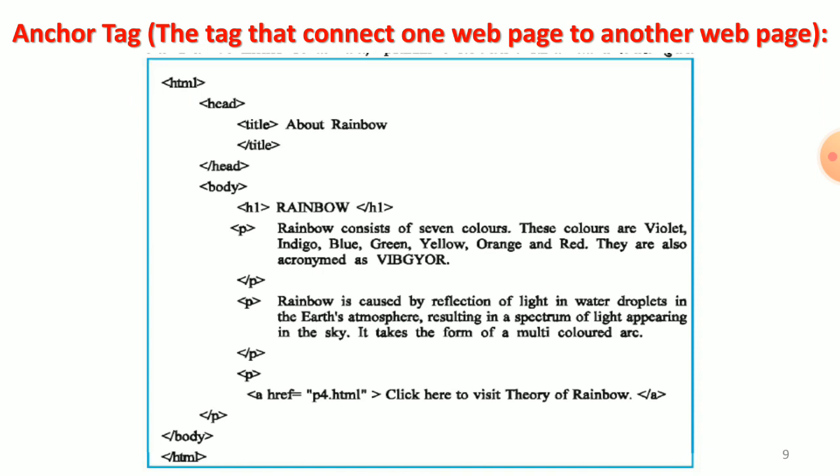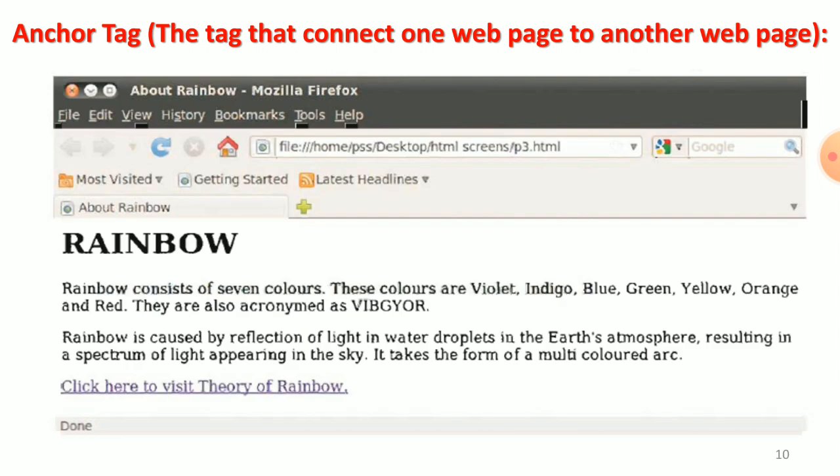See, the screen shows the main file, that means p3.html. You write the code and then save p3.html, and after that you see the result of p3.html in the web browser.